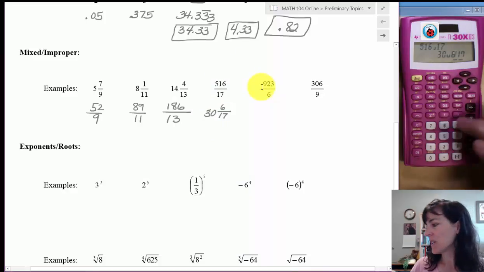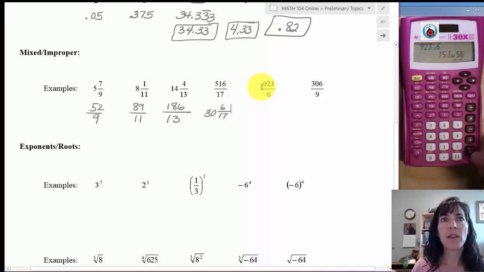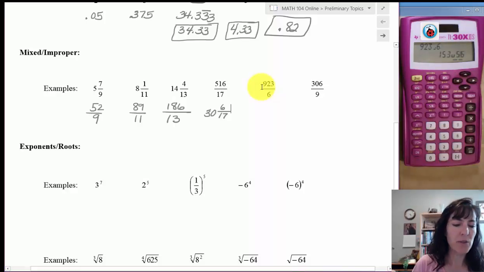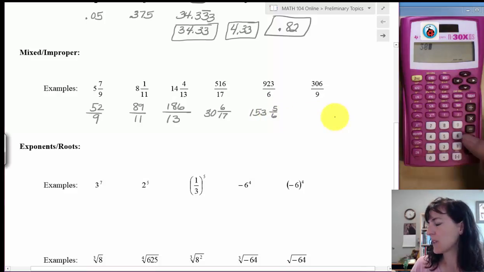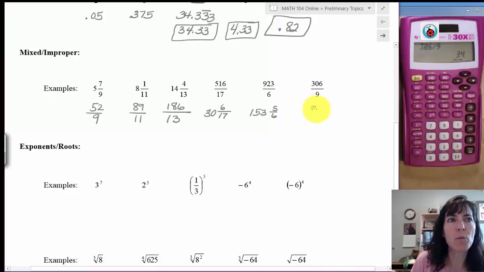923 over 6. That's 153 and 5/6. And then 306 over 9. We did that one before. Wow, I thought we did that one before. That one is just divisible, and so when I put it in on the calculator, it reduces it to its simplest form, which is 34. So that's kind of cool too.